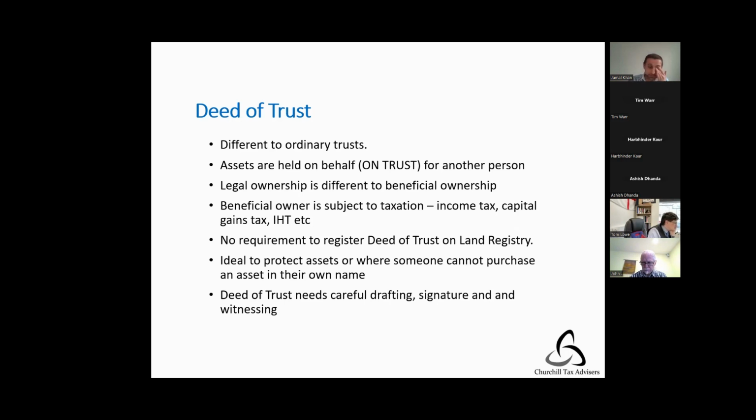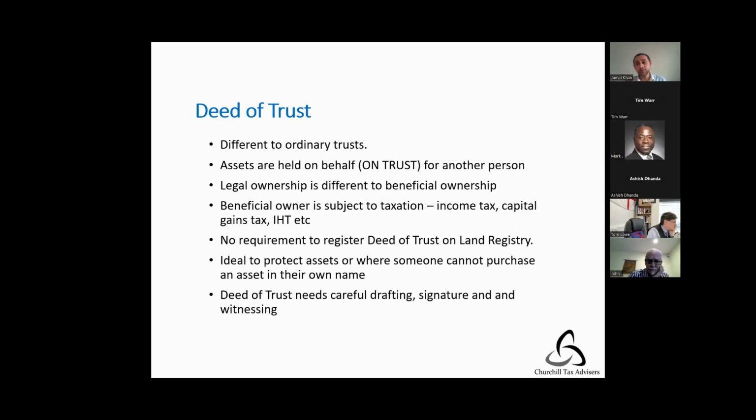So in a deed of trust, assets are held on behalf or on trust for another person. So, for example, I say to my brother, can you hold a property for me because I'm not able to buy a property, but I will retain all the beneficial rights. But on land registry, the property will be held by my brother.